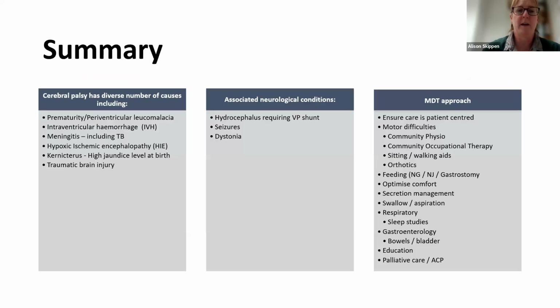Cerebral palsy has a diverse number of causes, including prematurity, intraventricular hemorrhage, meningitis, including TB, hypoxic ischemic encephalopathy, and traumatic brain injury. You can have lots of different associated neurological conditions, so you can get dystonia, seizures, spasticity, hydrocephalus. There were many that I talked about, but these are the neurological conditions. And I did say seizures, epilepsy.